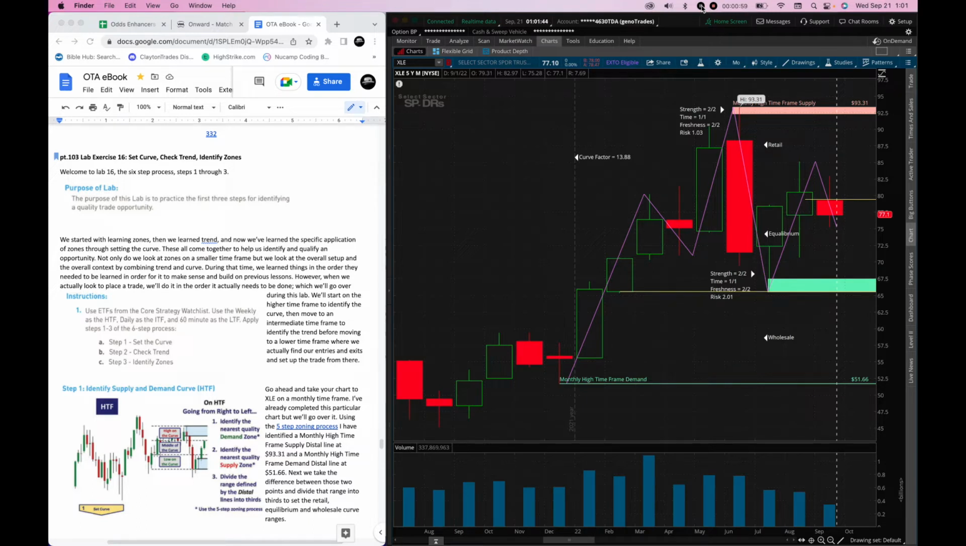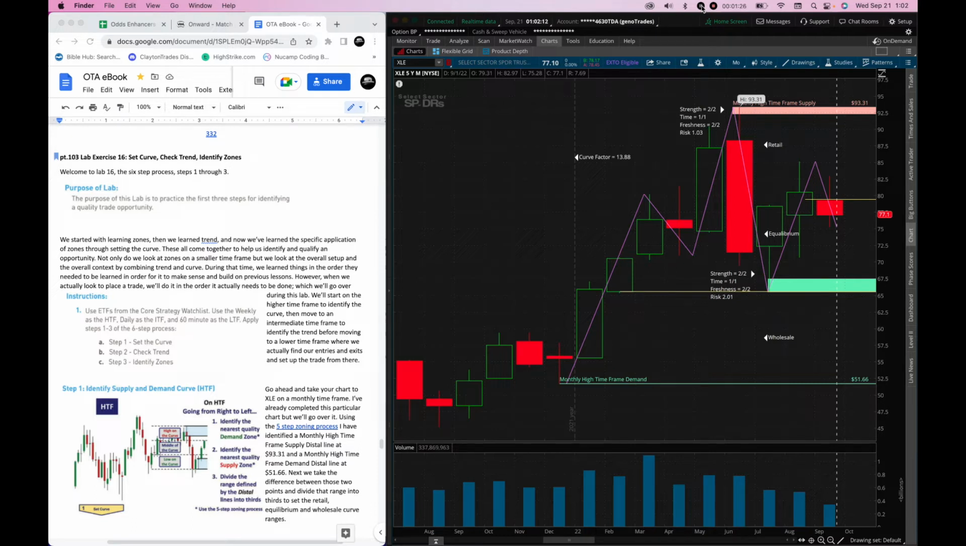We'll start on the high time frame to identify the curve, then move to an intermediate time frame to identify the trend, before moving to a lower time frame where we actually find our entries and exit zones and set up the trade from there. Go ahead and take your chart to XLE on a monthly time frame. I've already completed this particular chart, but we're going to go over it together.